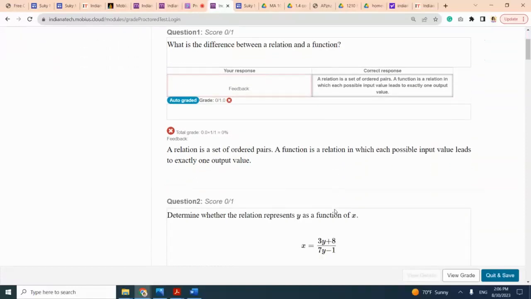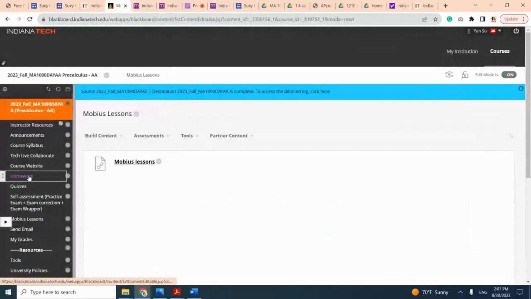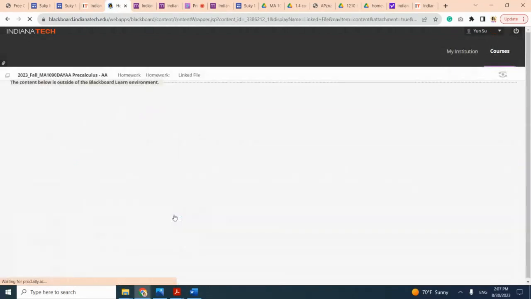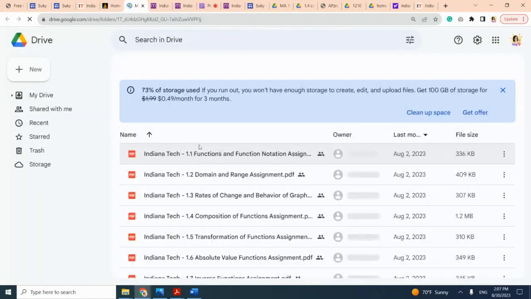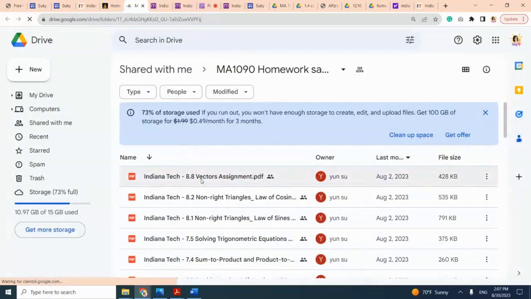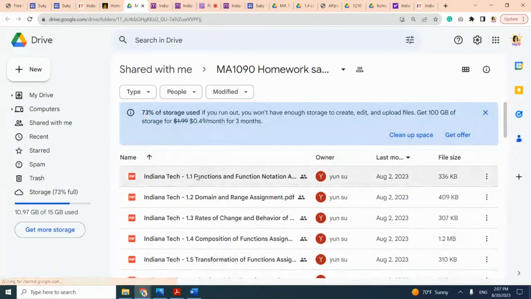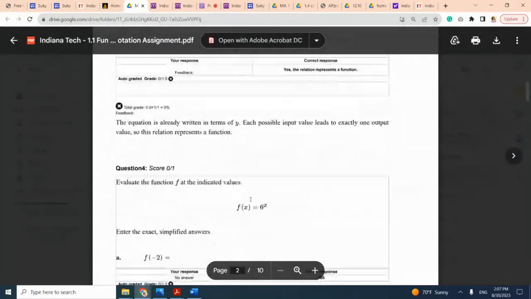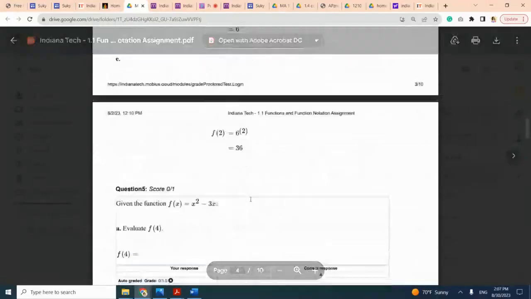Okay. And besides that, I also posted a link to our sample homework solution. I would say for the first attempt, try not to look at the solution. For the second attempt, you can look at the solution and figure out what's wrong, because sometimes the mistake is in the way you entered the answer.